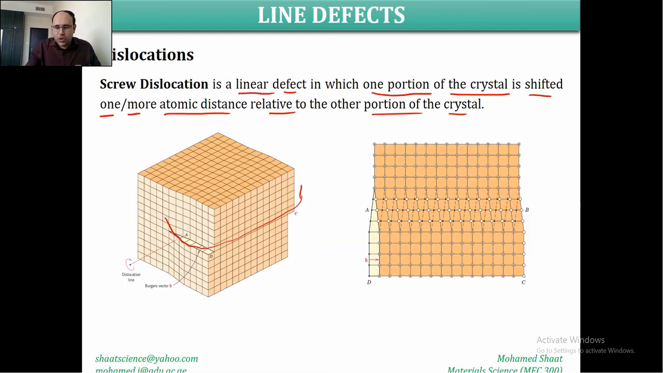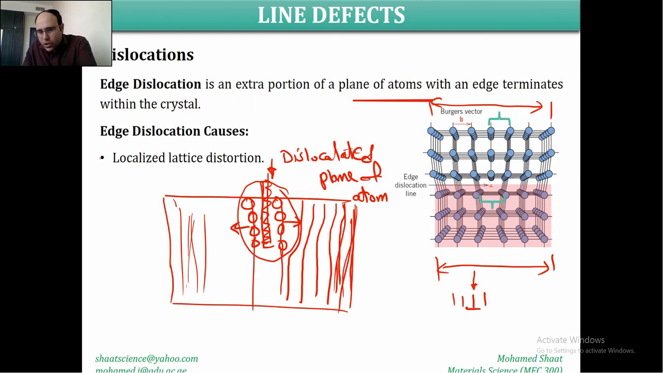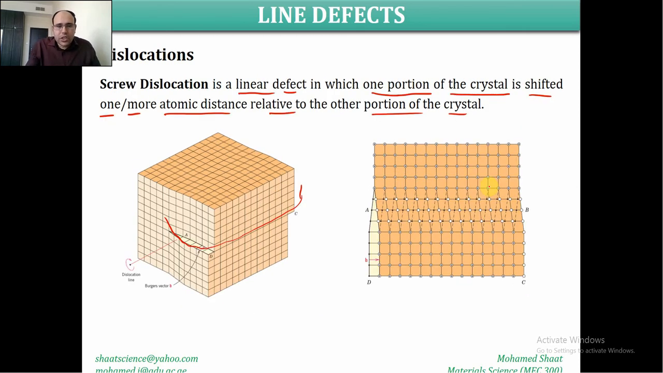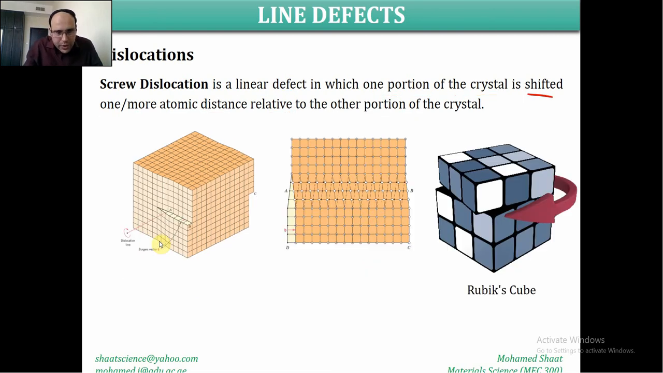We said that there is a dislocation line, like the dislocation line for the edge dislocation, which had this symbol. But here, the dislocation line in the screw dislocation is represented as a line that is located over the edge, like there should be an edge here. So this is the dislocation line.